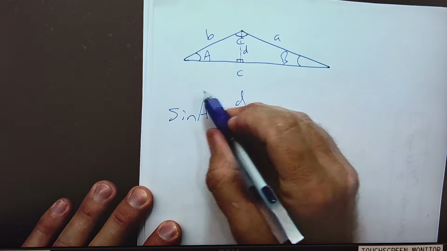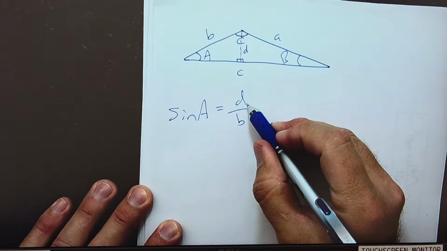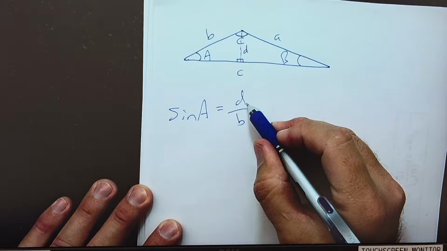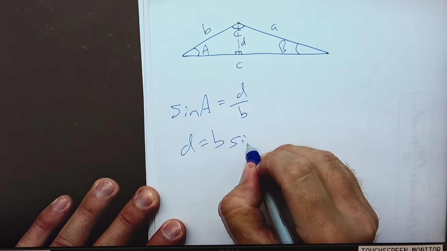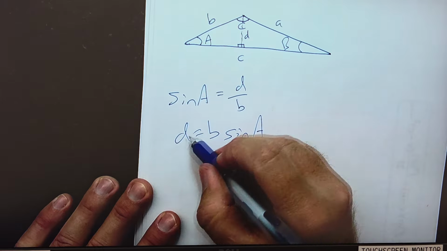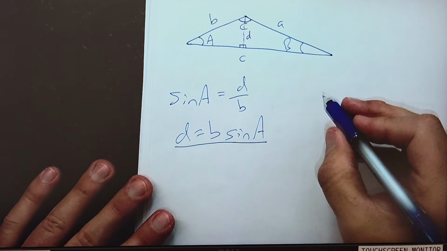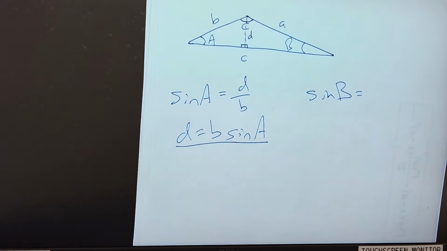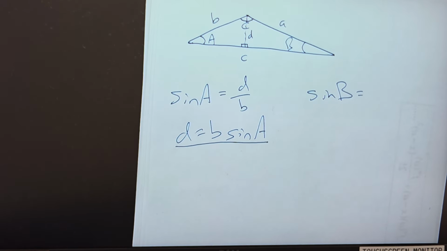So can somebody help me solve this for D? Okay, so we got this one truth, yes? Now what if I said, what's the sine of B? Now I'm talking about that right triangle, yes? So I gotta talk about a right triangle to use sine, and the right triangle that has angle B in it is that one. So what is sine of B? D over A. Yes, D over A. Sine of B is the y side over the hypotenuse.